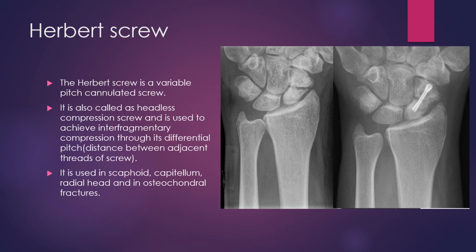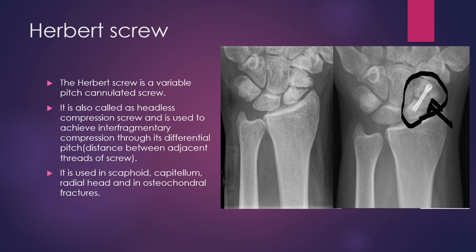And Herbert screw is a peculiar screw or a different type of screw which is used in scaphoid bone fractures. You can see in this X-ray, this is fixed with a Herbert screw. So Herbert screws are headless screws. They don't have a head. What is the advantage of this? As 80% of the bone is articular cartilage, or is articulating with other bones, we can insert this screw inside the bone, as it doesn't have any head, and this has different pitch.